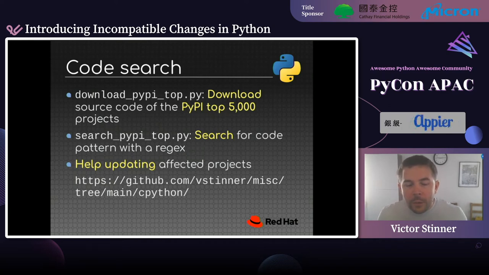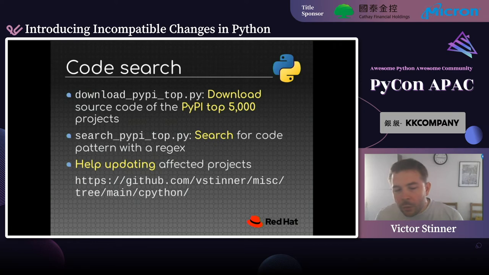And something that I did in my team last year is to run code search. So when you are working on an incompatible change, or when someone else merged a change which is known to be incompatible, what I do is to first download the source code of the PyPI top 5,000 projects. And I wrote a script called search PyPI top, which can be used to search for a code pattern using a regular expression. And thanks to that, I'm able to list the affected projects in the top 5,000 most popular PyPI projects. And this is very useful for me because it gives an estimation of how many projects are affected. And it also gives hints of how you are supposed to update your code.